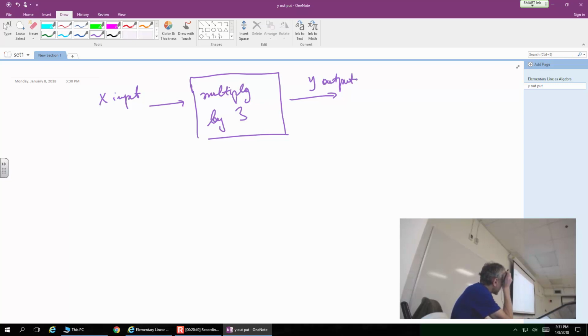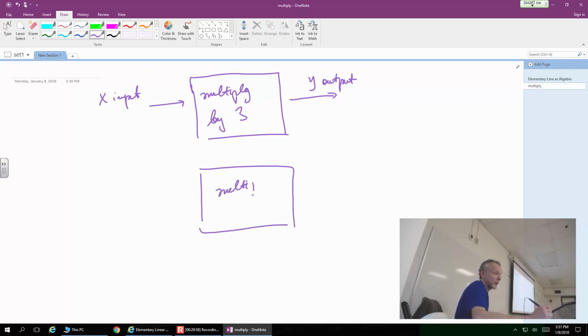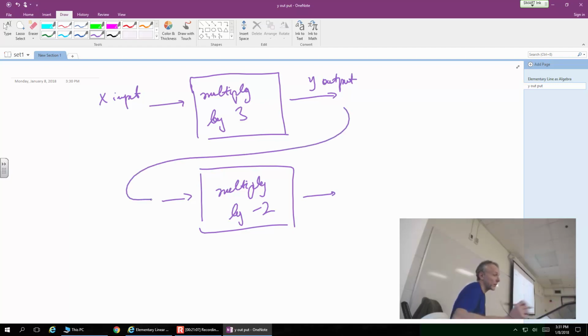So what can you do with it? What if I have another one? Multiply by -2. I could wire them together like this. So I multiply by 3 first, and then multiply by -2 in the next step. And the name for this, in mathematical terms, not in terms of computing, what do we call this? Two consecutive computations, two consecutive functions applied.